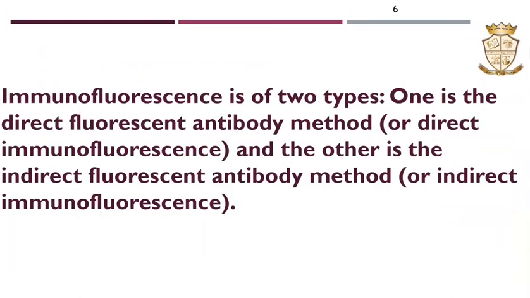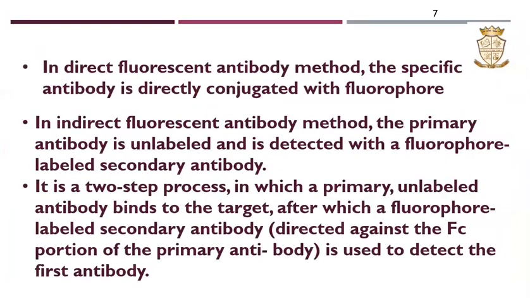Immunofluorescence is of two types, direct and indirect immunofluorescence. In the direct fluorescent antibody method, the specific antibody is directly conjugated with a fluorophore. In the indirect fluorescent antibody method, the primary antibody is unlabeled and is detected with a fluorophore-labeled secondary antibody. It is a two-step process in which the primary unlabeled antibody binds to the target, after which a fluorophore-labeled secondary antibody is used to detect the primary antibody.